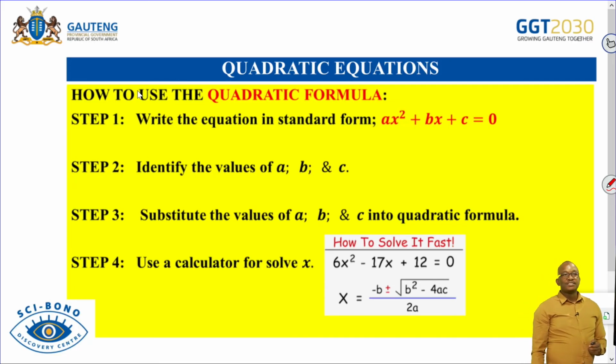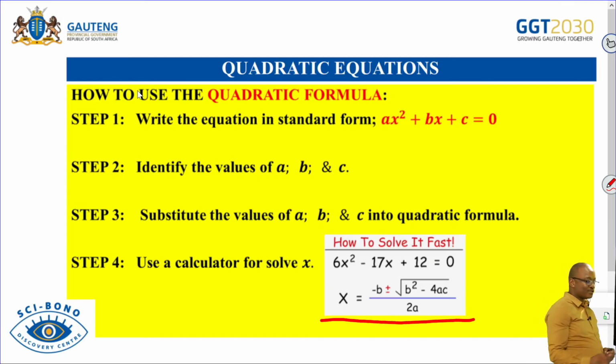Okay, moving forward, now we are looking into our quadratic equations, and now we're focusing on how to use the quadratic formula. And the quadratic formula, you can see it's given there: x is equal to minus b plus minus the square root of b squared minus 4ac, all over 2a. You need to identify this quadratic formula correctly.